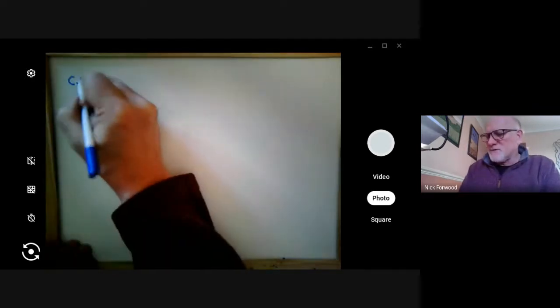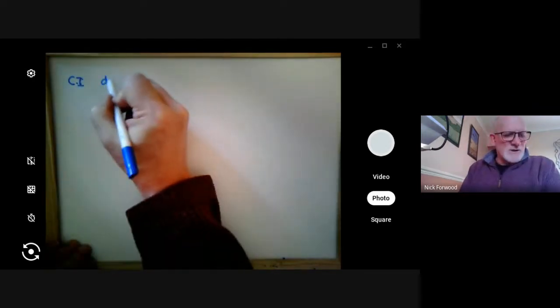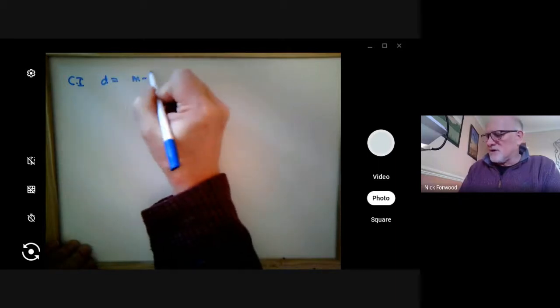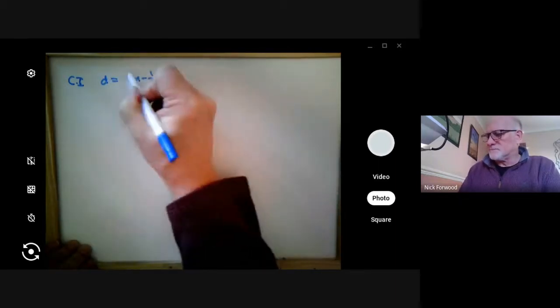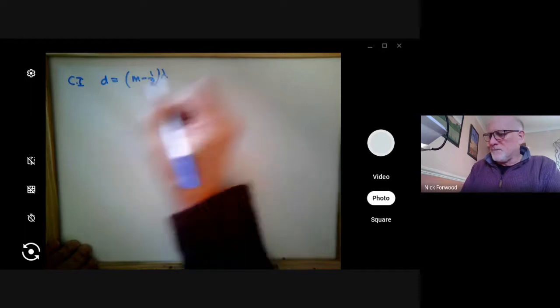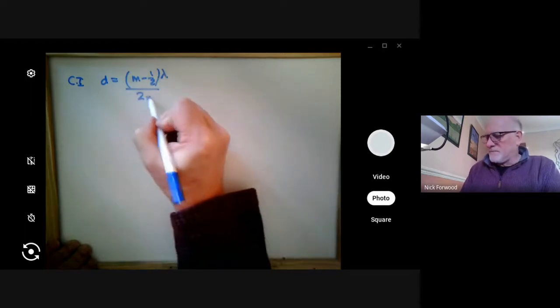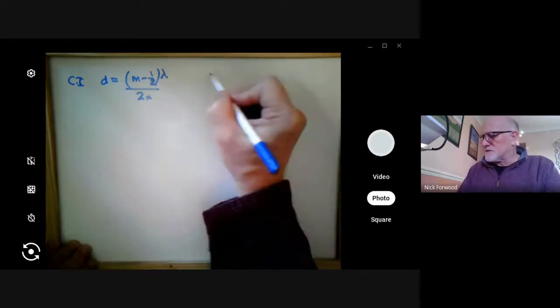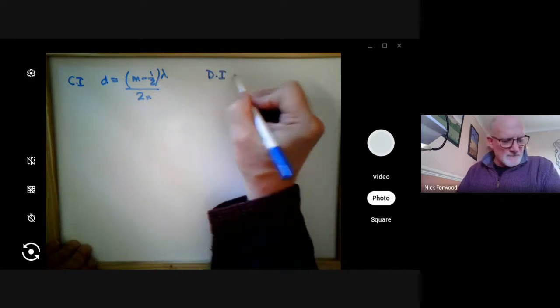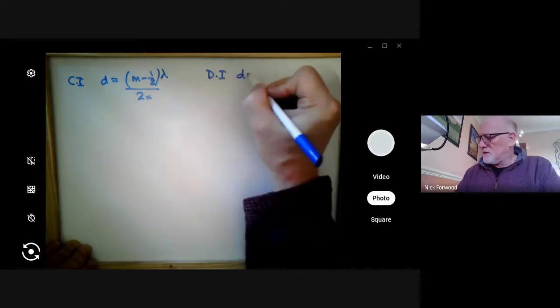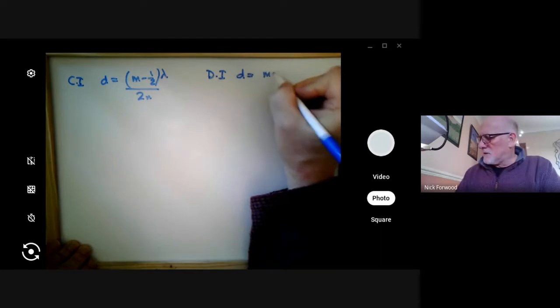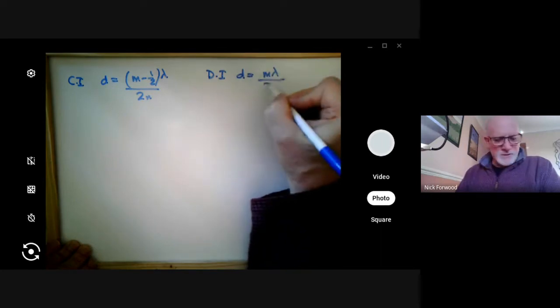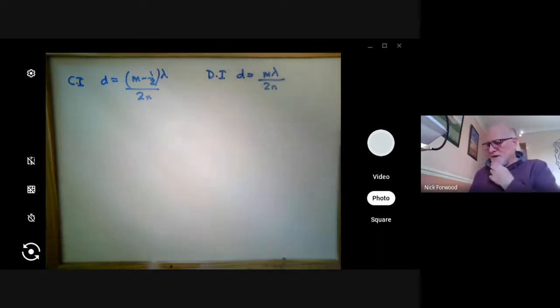Constructive interference, d is equal to m minus a half lambda over 2n. And for destructive interference, d is equal to m lambda over 2n. And n, once again, is the refractive index of the oil floating on the top of the water.